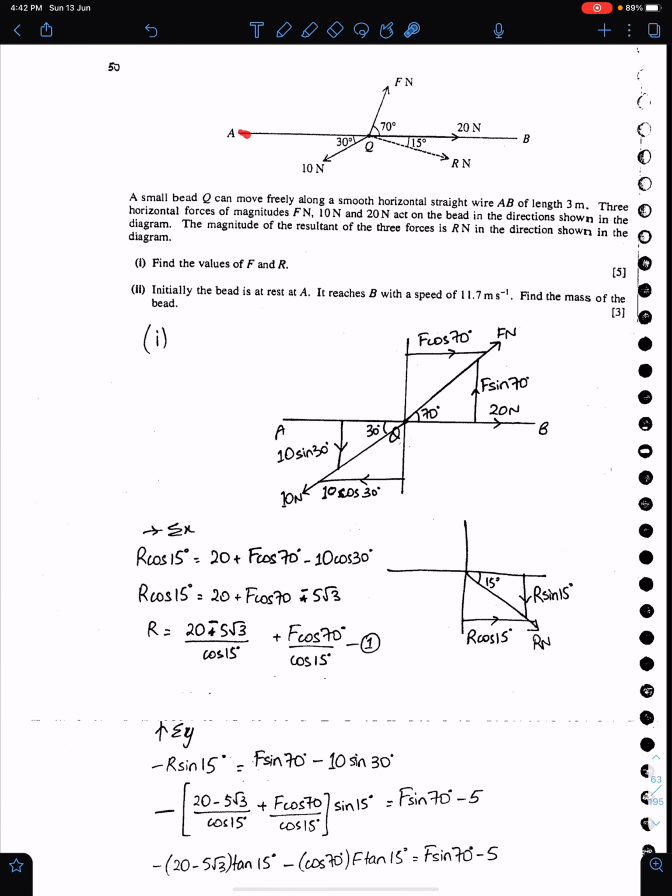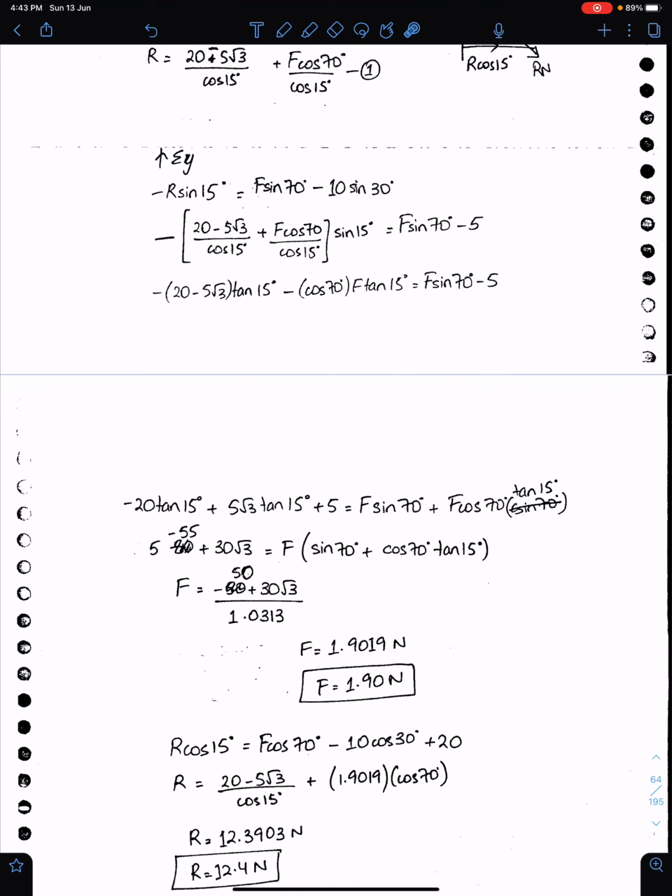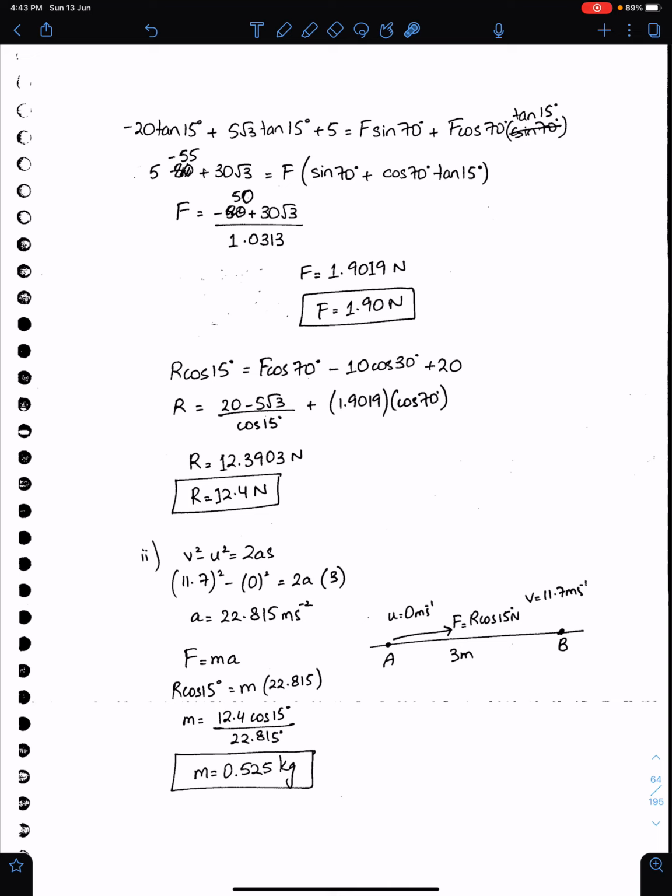Because the bead is moving along the wire, you need to take sigma x of the resultant. Sigma x, the x component of resultant, because the bead is moving along the rod, along the wire.